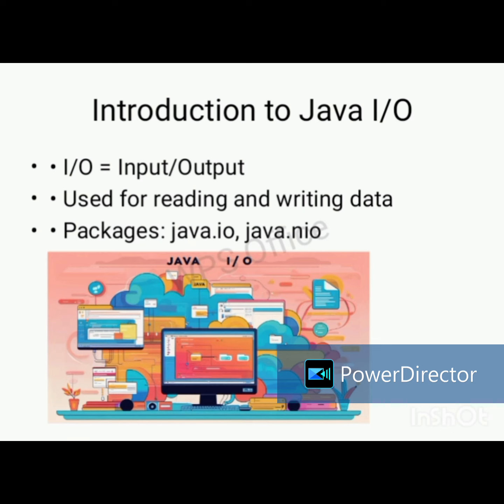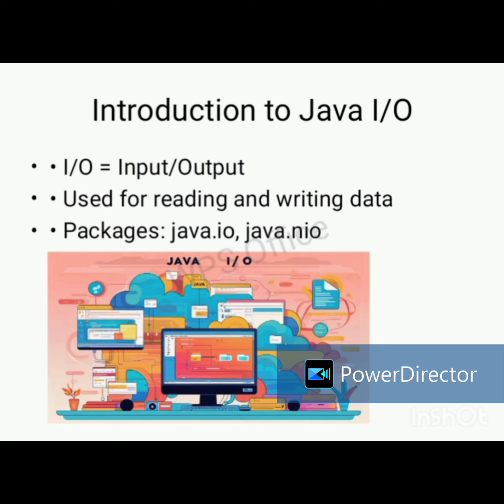Introduction to Java input and output. Java IO stands for Java input and output, which deals with the transfer of data to and from external sources such as files, networks, memory, or devices. At its core, Java input and output enables applications to read data and produce data in a structured and efficient manner. There are two major packages that support IO operations.